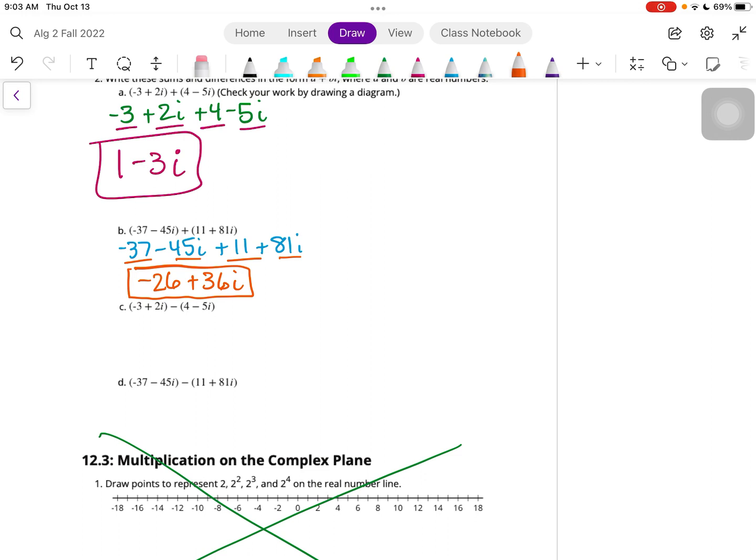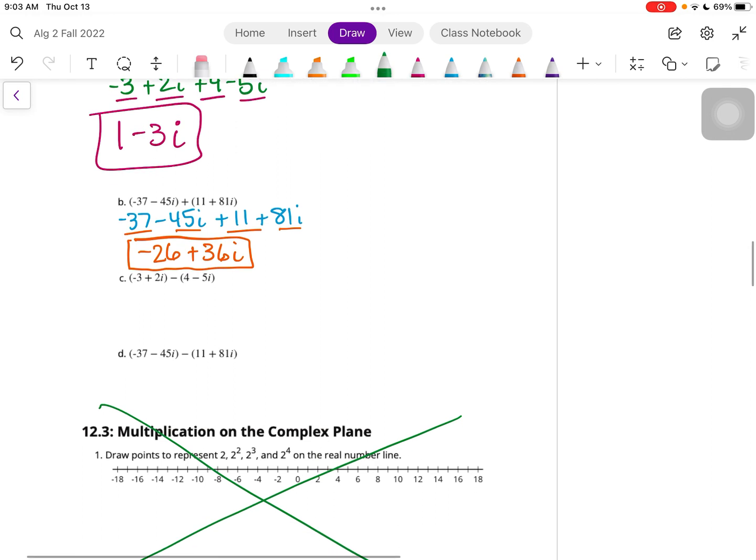All right. Let's take a look at C. Now, C is a little bit different because it's a subtraction. So we can't just drop the second set of parentheses. We can for the first one. So we have negative 3 plus 2i. But then we need to distribute this negative to both terms. So we have minus 4 plus, because minus and negative is plus, 5i. Now we can go ahead and combine our like terms. So negative 3 and negative 4 gives us negative 7. 2i and 5i gives us positive 7i. So we have negative 7 plus 7i.